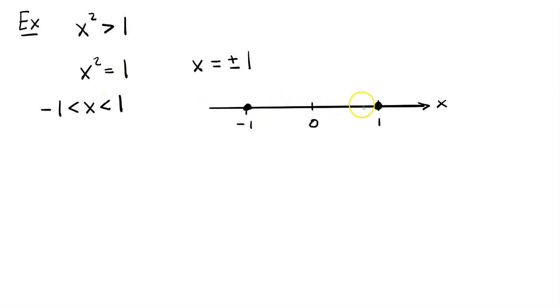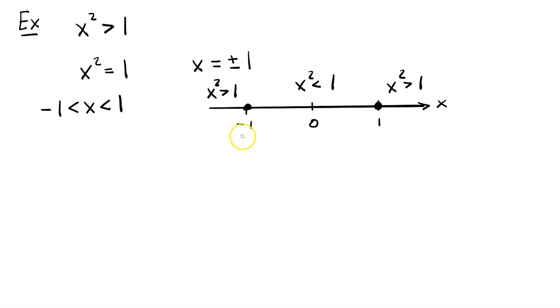When we are in between minus 1 and 1 here, then x squared is smaller than 1. So in this area, x squared is smaller than 1. And when we are to the right of 1 and to the left of minus 1, of course, if we square a number larger than 1 here, or more negative than minus 1, it will become larger than 1. And also here, because the signs cancel.